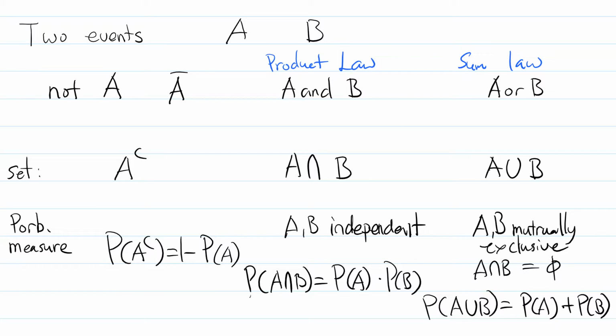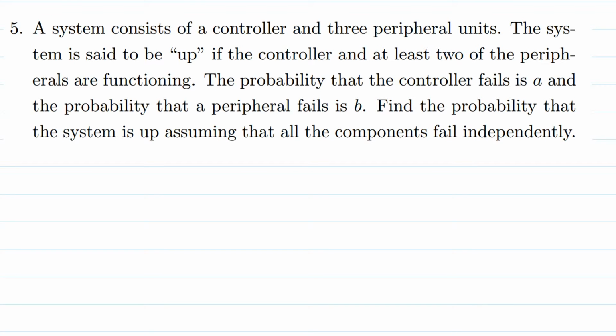And let's recap. Not is complement, and the probability measure is 1 minus. And is intersection, and if they are independent, the probability measure is the product. Or is union, and if they are mutually exclusive, the probability measure is the sum. Then let's use an example to see how these things work.